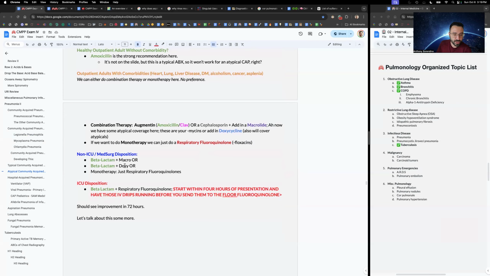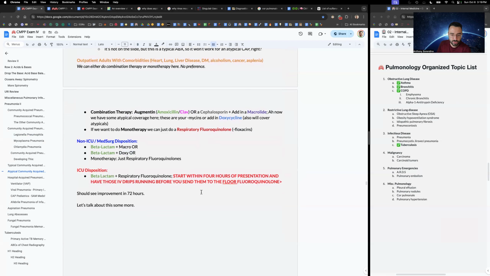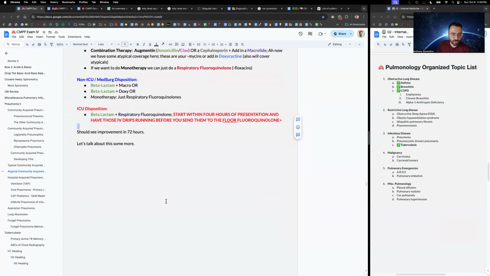If you're inpatient, again, pick a beta lactam, pick a penicillin, Augmentin. That's what this is. Same thing, or beta lactam and doxy, or just a fluoroquinolone. If they're in the ICU, again, beta lactam and fluoroquinolone.